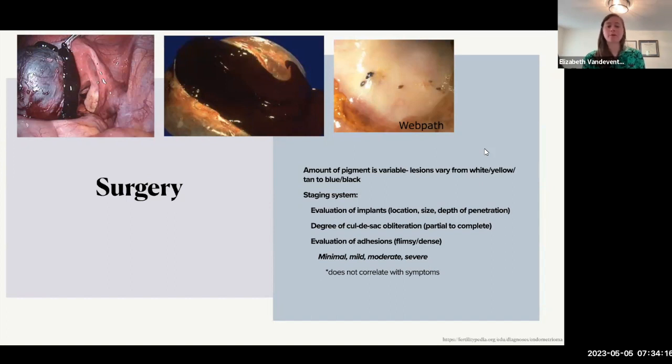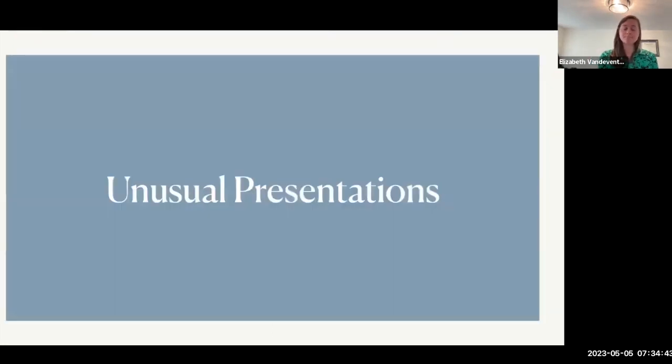And then they can look for other adhesions within the pelvis, and that they usually grade from flimsy to dense. Based on all this, it's sort of staged on a range of minimal to severe. However, the interesting thing is that this is not felt to correlate with patient symptoms. They had patients that had extremely severe disease with very minimal symptoms. So it's unclear what kind of value the staging system provides, but it's at least a way of knowing what to expect if they need to do another procedure in the future.